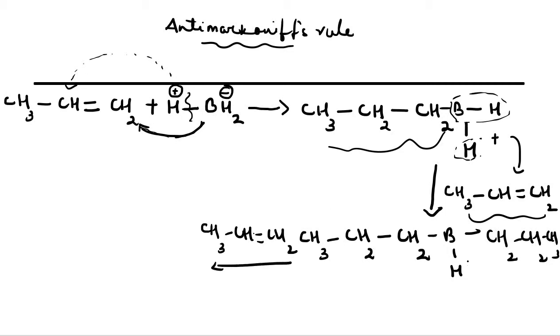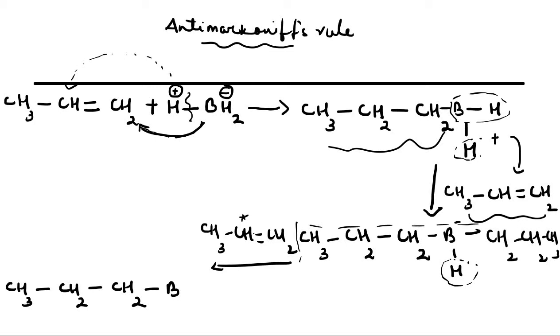Again, this one goes as H plus and adds on to this carbon, and this one is our B minus. So this whole part adds to the carbon atom with the more number of hydrogen atoms. Our product can be written as CH3, CH2. The double bond breaks and thus we get CH2, and this whole part adds on to it.